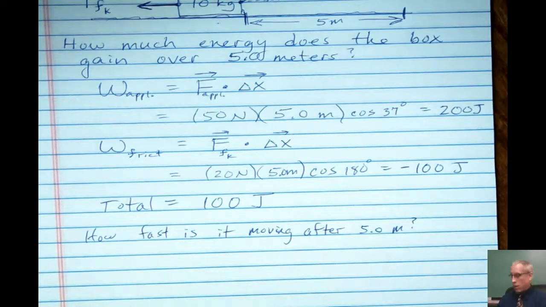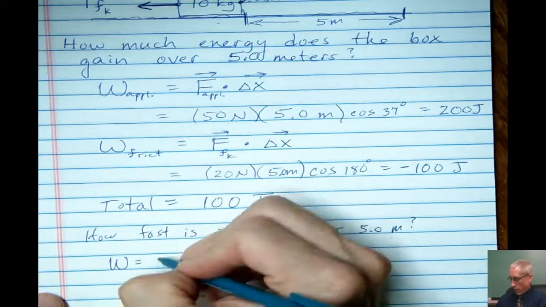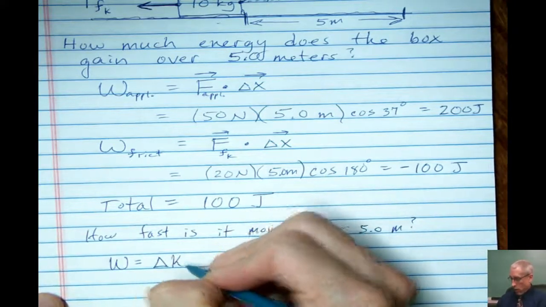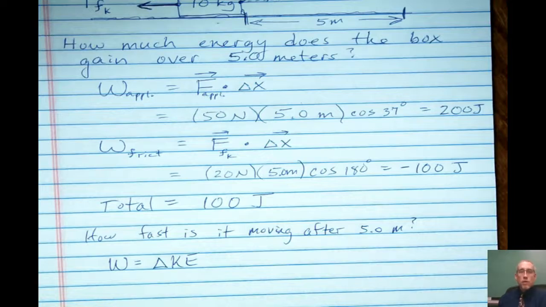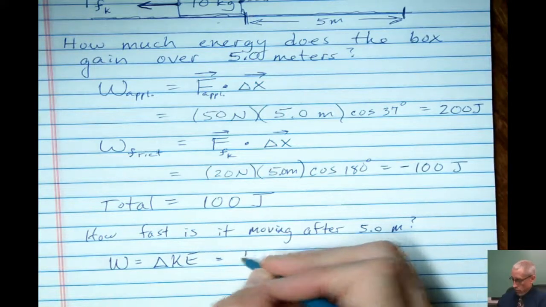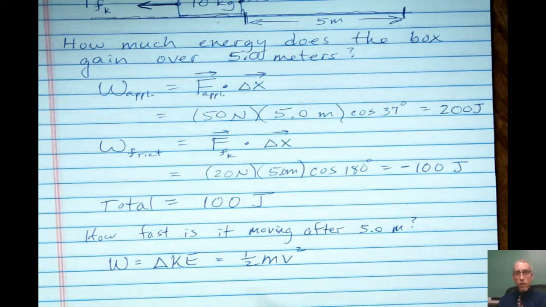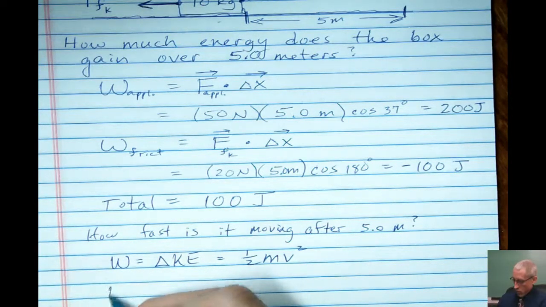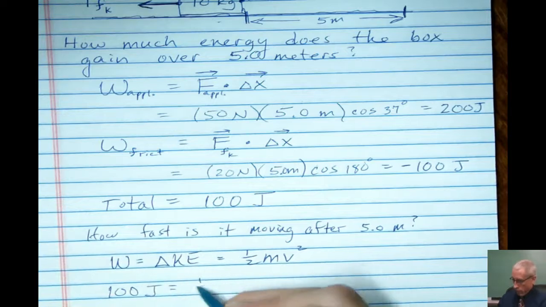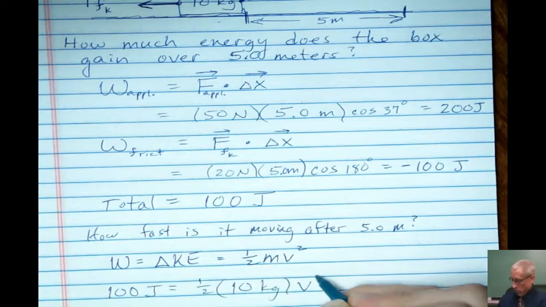So then we're going to use the connection that work is what causes the change in the kinetic energy. Remember, work is like the currency. It's how you buy energy. So we're just going to buy ourselves 100 joules of energy. And if we started with none, then that will just equal 1/2 mv squared. That's the very definition of kinetic energy. So 100 joules of energy is 1/2 times our 10 kilograms times v squared.